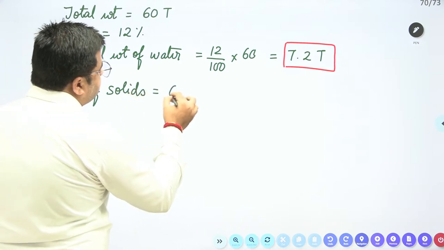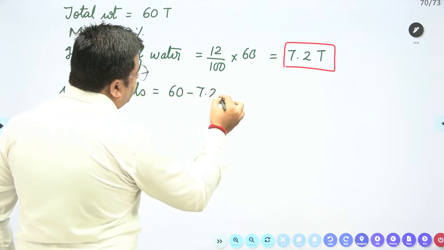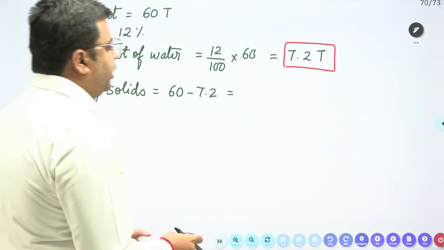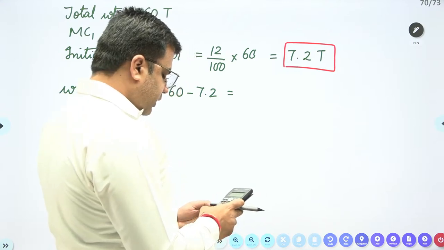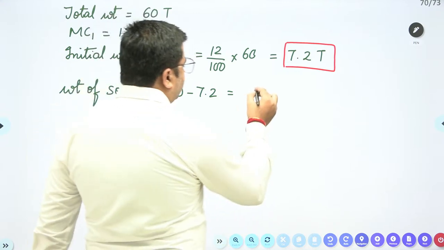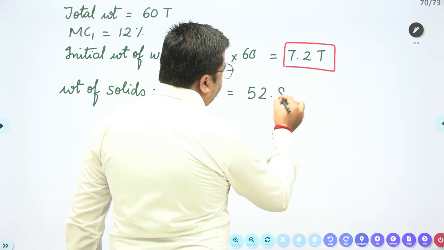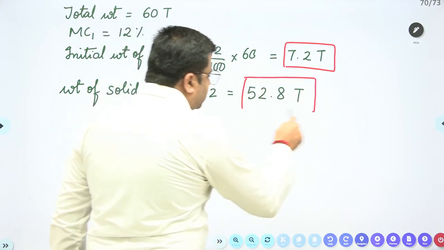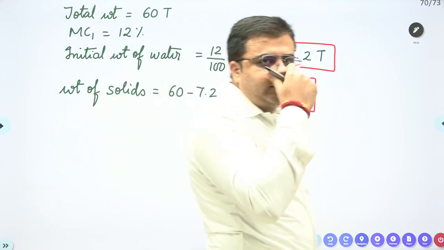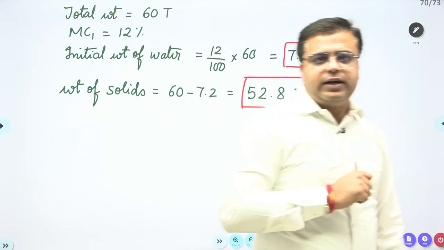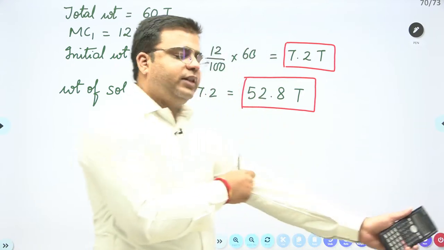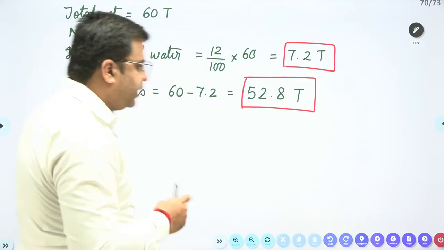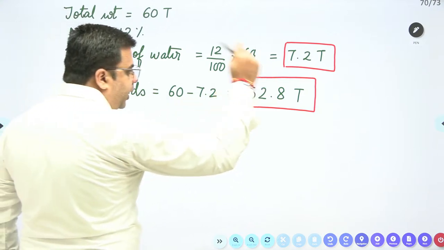weight of solids is 60 minus 7.2. So 60 minus 7.2, quickly get me the answer. It is 52.8 tons. So now, if you increase the moisture content, this weight of the solid is not going to change, right? Good, Varsha, good, Hitesh, good. This weight of the solid is not going to change, right? So this weight of the solid is going to remain fixed.